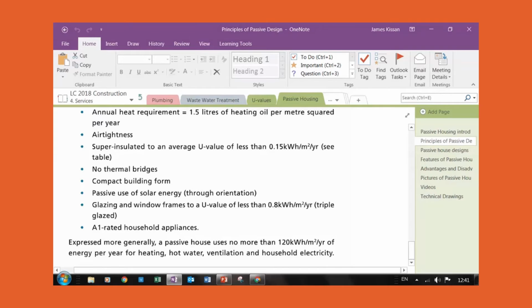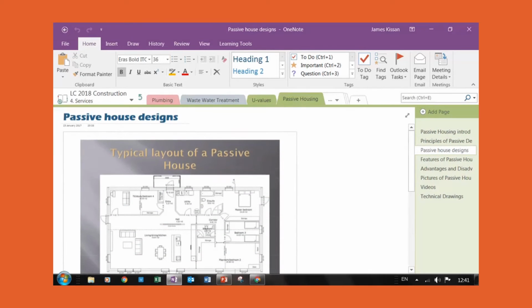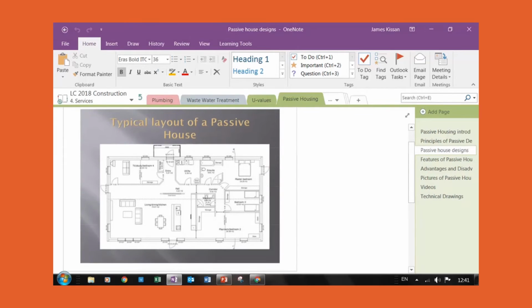Next thing then, A-rated appliances. So you have to have A-rated appliances. Next after that, we'll go on to passive house designs. Just very simply here, if you're asked in an exam to draw the layout, we'll look at this layout here.